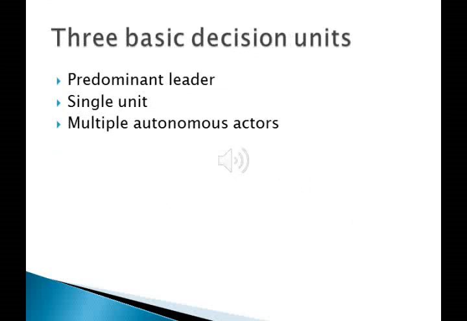So we have 3 different types of decision units. We have the predominant leader, we have the single unit, and we have the multiple autonomous unit. And this last one is another name for the bureaucratic politics framework. We will discuss the 3 types one by one.